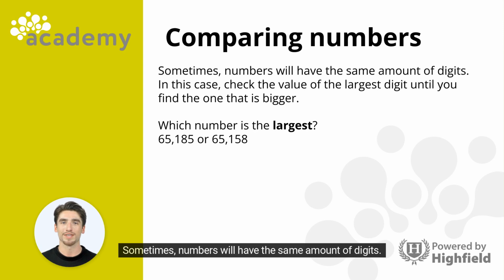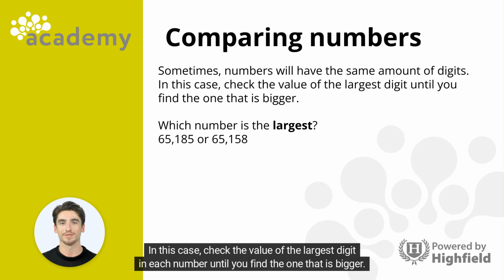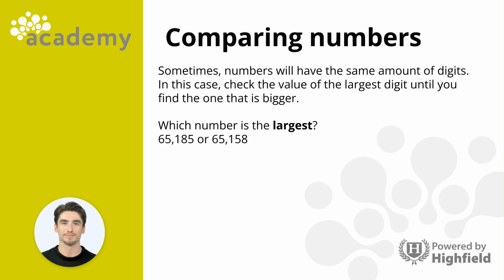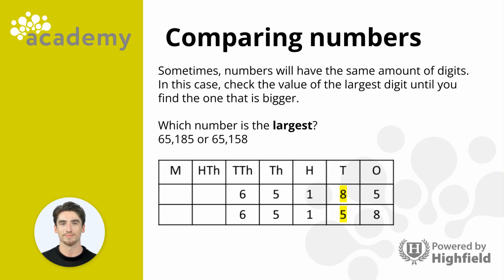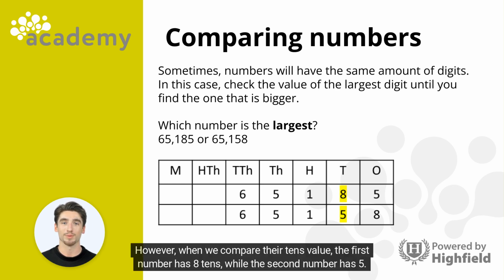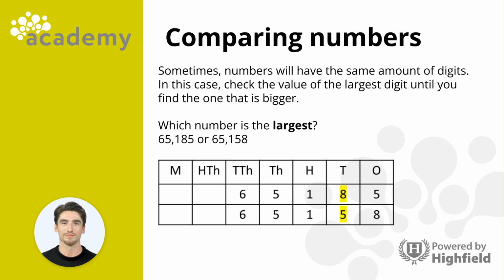Sometimes, numbers will have the same amount of digits. In this case, check the value of the largest digit in each number until you find the one that is bigger. Let's look at the example. Which number is the largest? In this question, we can see that both numbers have 6 10,000s, 5,000s, and 100. However, when we compare their tens value, the first number has 8 tens, while the second number has 5. Therefore, 65,185 is larger.